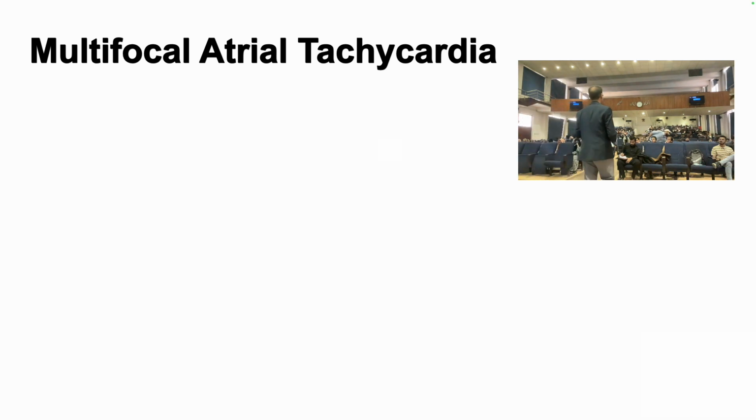Now, how can you identify this multifocal atrial tachycardia, or MAT? This is important. It has to be differentiated from another similar rhythm in which there are no P waves, that is atrial fibrillation. So how would you identify this multifocal atrial tachycardia?